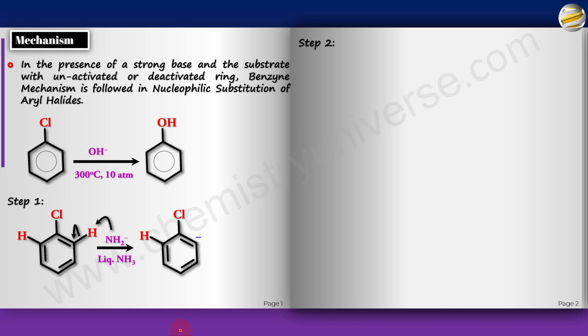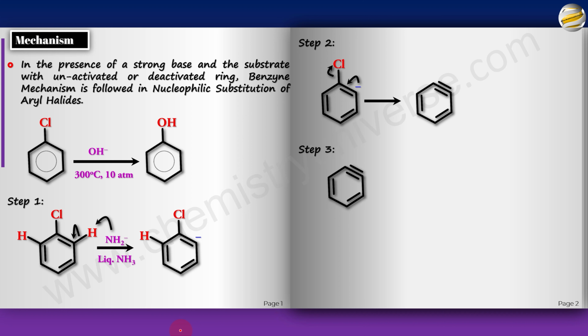In step 2, what happens is this carbanion attacks the carbon that has the leaving group halogen and Cl goes off, and this is what is benzyne. This is benzyne for you, okay? So it looks like an alkyne. Perhaps the name benzyne is derived from there. And then in step 3, the benzyne reacts with amide again.